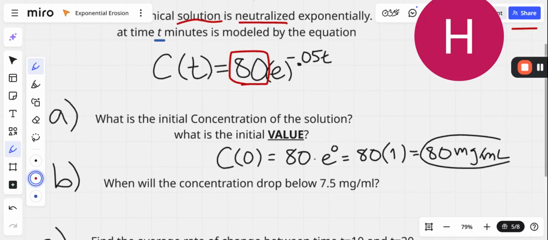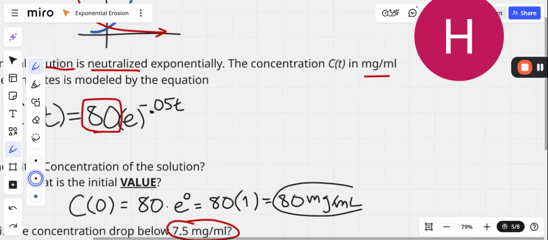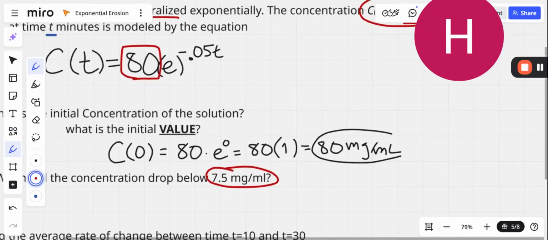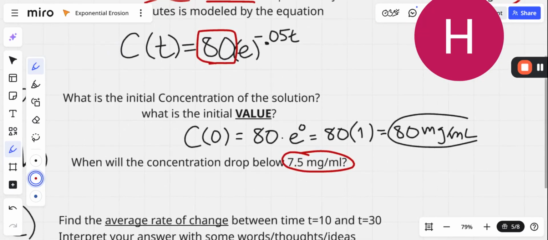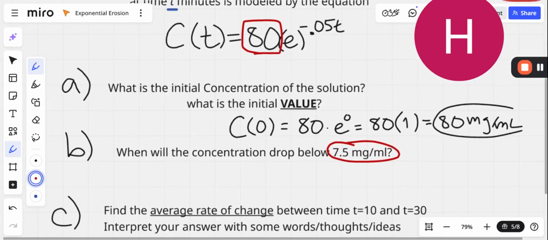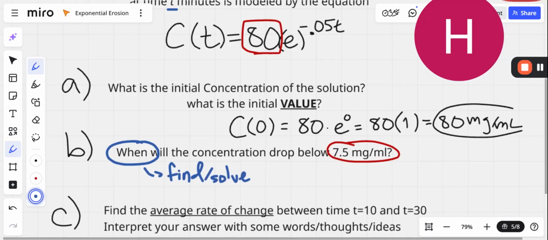It says, when will the concentration drop below a certain amount? So this amount, you might recognize the units, milligrams per milliliter. Remember, that was used to describe the concentration. So if they give you a value with those same units, milligrams per milliliter, you can be sure that they're giving you a value for C, and the fact that they're asking when, that means they're looking for t. So you need to solve for t.